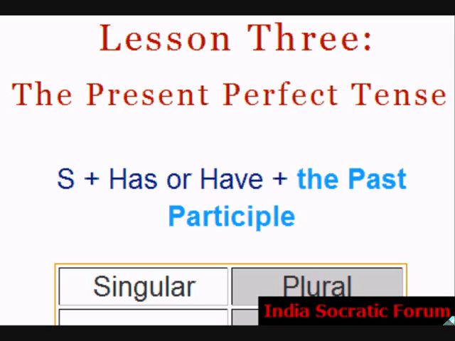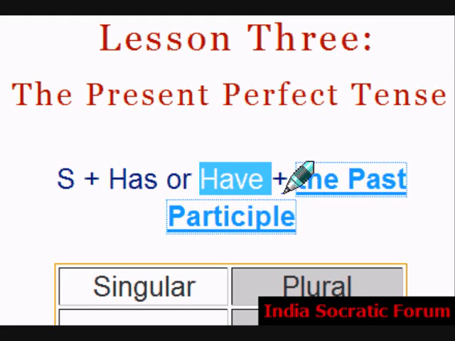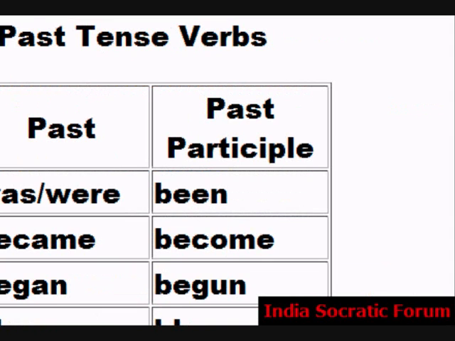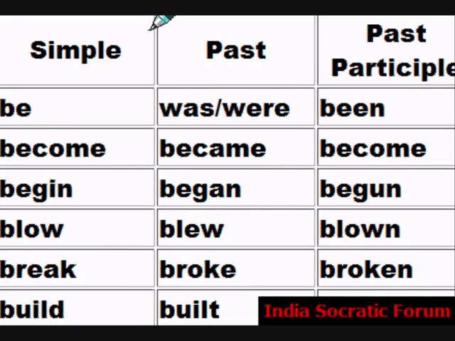3. The present perfect tense. It's subject plus has or have plus the past participle. Examples of past participle for irregular past tense verbs. Be, was, were. Past participle is been.